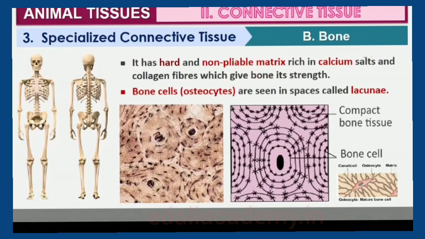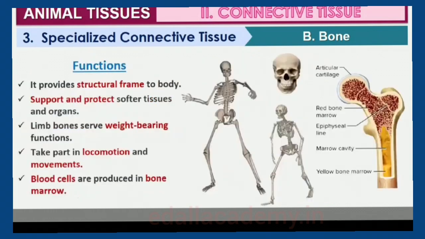bone its strength. It is the main tissue that provides structural frame to the body. Bones support and protect softer tissues and organs. The bone cells, osteocytes, are present in the spaces called lacunae. Limb bones, such as the long bones of the legs, serve weight-bearing functions. They also interact with skeletal muscles attached to them to bring about movements. The bone marrow in some bones is the site of production of blood cells.